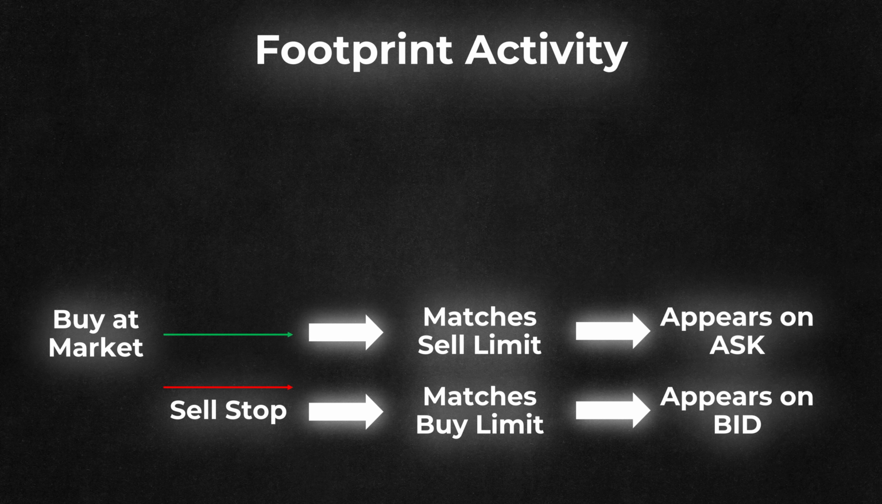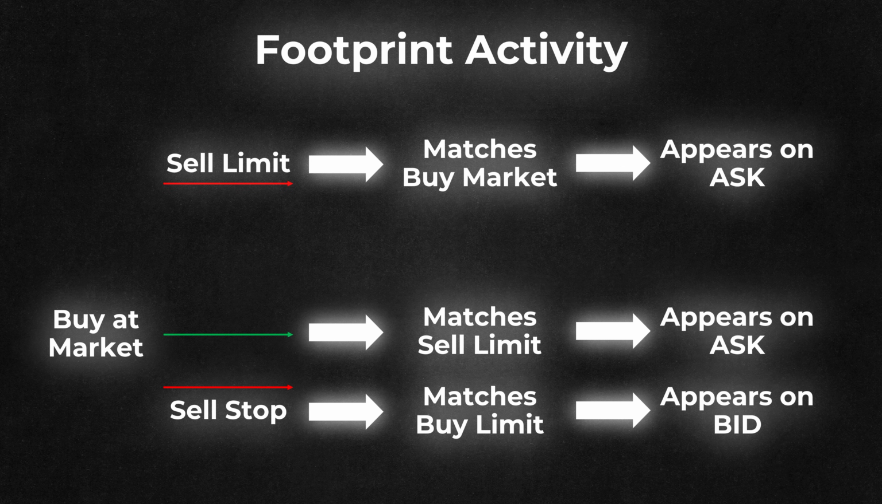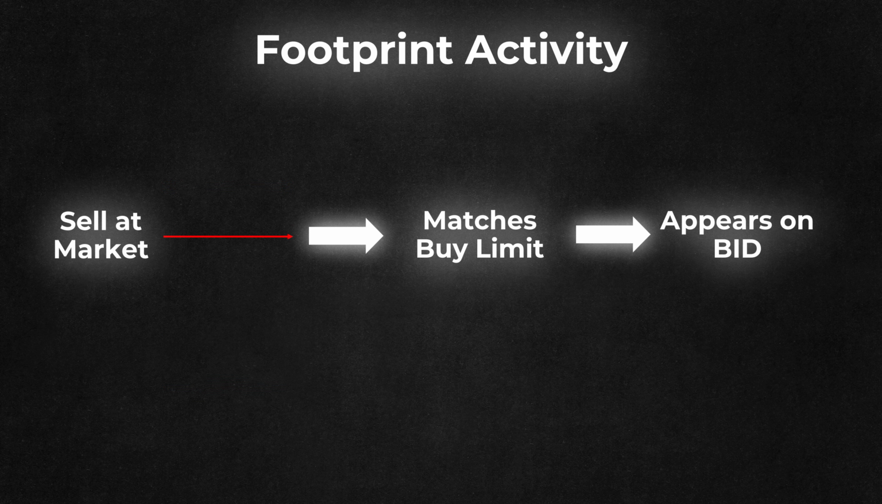A sell stop order is a sell market order that matches a buy limit order, and therefore it will appear on the bid column of the footprint. The take profit is a sell limit order that, if triggered, will match a buy market order, and it will appear on the ask column of the footprint. Imagine now that you open a short trade with a sell market order. That is an aggressive sell order, so it matches a buy limit, and therefore it will appear on the bid column of the footprint.